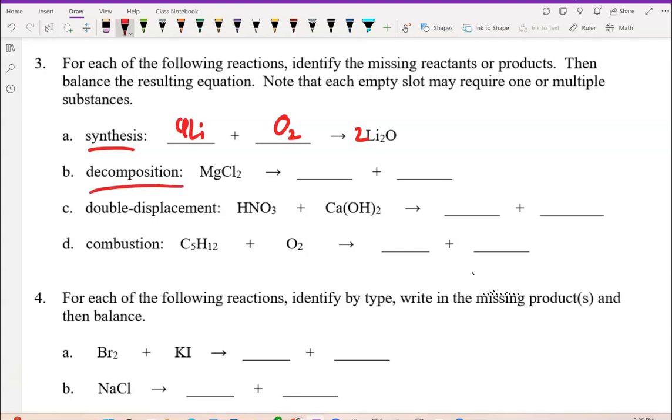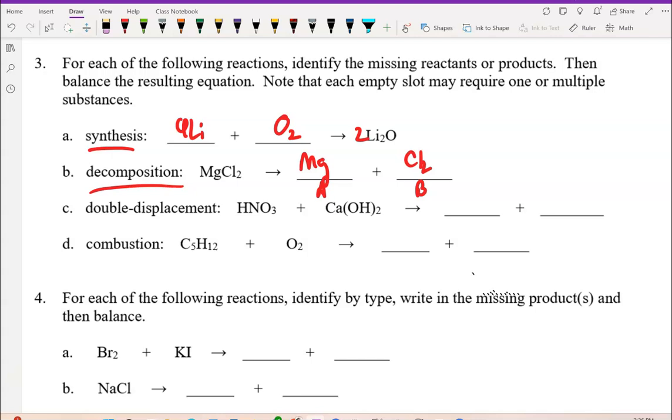Here is a decomposition reaction. It's where AB turns into A and B. Obviously the A is the magnesium and the B is clearly Cl. You could either write it as 2Cl or you could write it as Cl2, and that would work too.